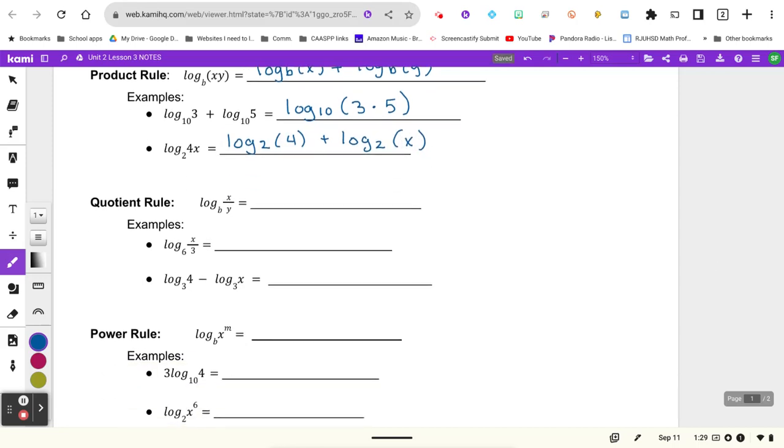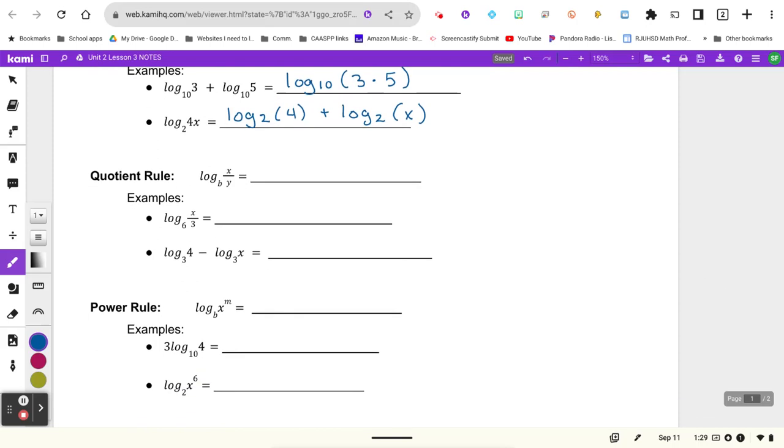Now, product, we were multiplying. Quotient, here we're dividing. And that division symbol looks very much like a subtraction symbol. So we're actually going to take log b of x minus log b of y. We're just going to subtract them. And we're going to practice these again, going from one form to the other. And now, going backwards, we're going to put them together. And there you've got your answers.